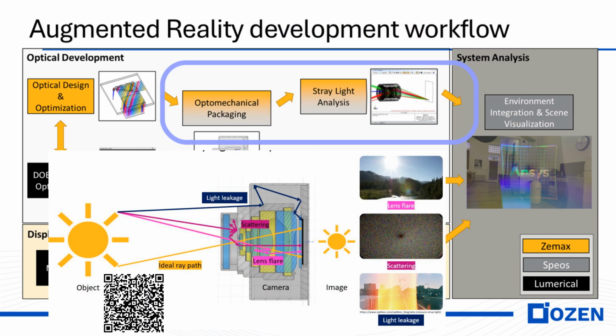4. Mechanical packaging and stray light analysis. Light leakage affects visual quality. With Zemax, we simulate stray light behavior and optimize packaging to prevent glare.